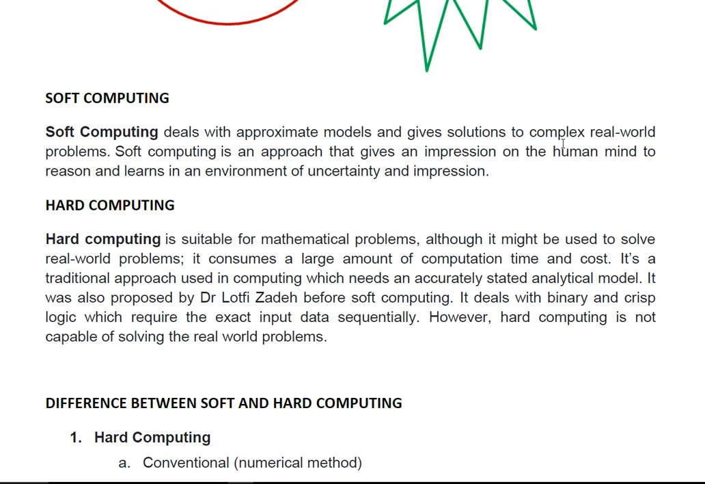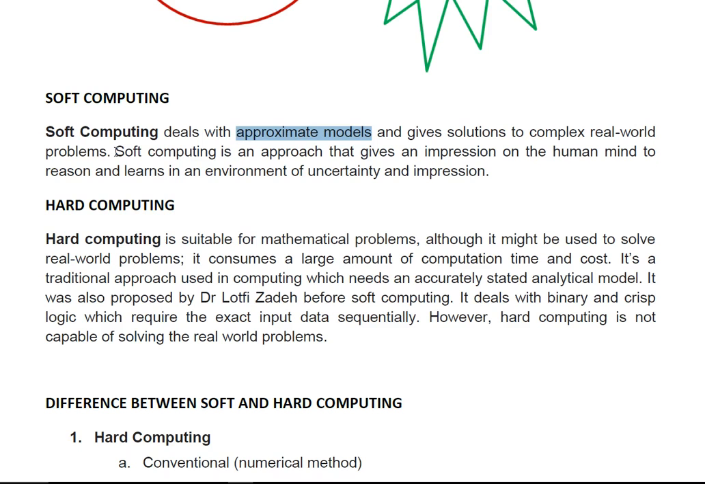The real world problem is not a static problem, it's a dynamic problem. That's why soft computing is based on an approximate model, where the mathematical model is dynamic in nature. Soft computing is an approach that imitates the imprecision of the human mind. Imprecision means the human mind is flexible enough to handle things in soft computing situations, to reason and learn in an environment of uncertainty and imprecision.